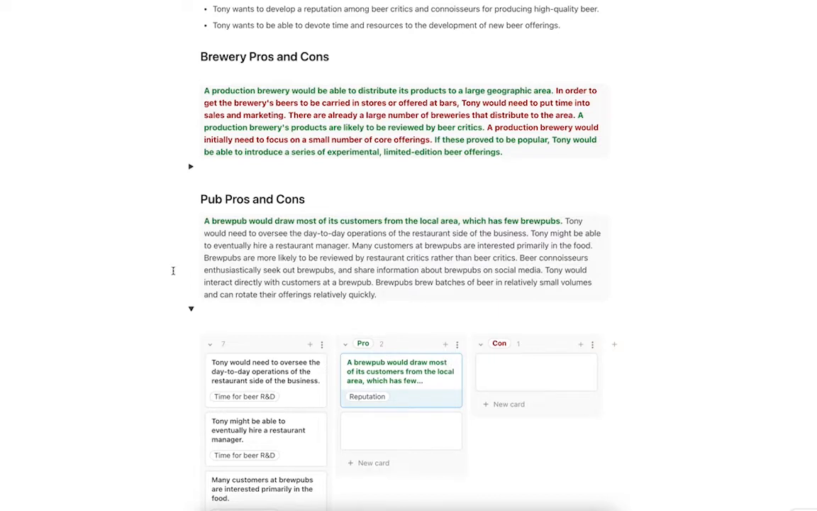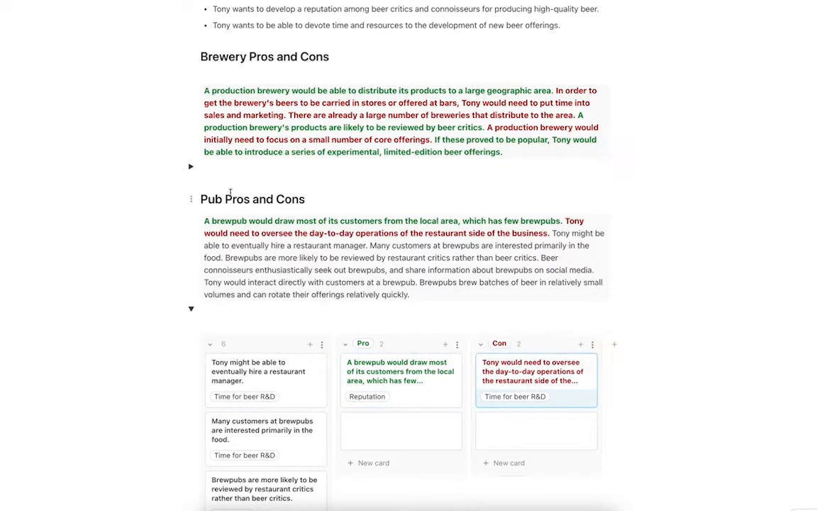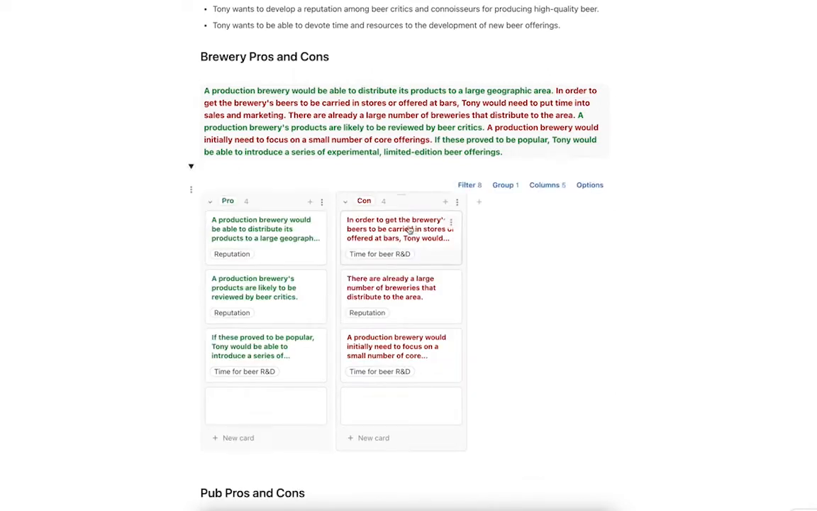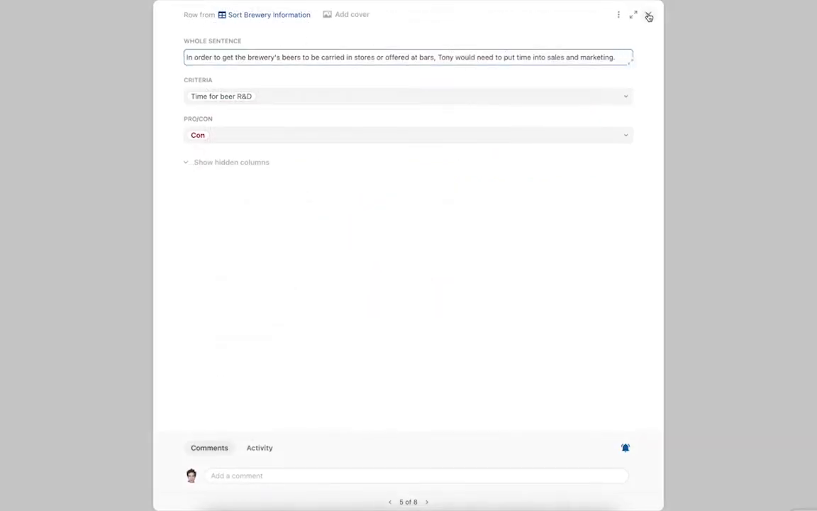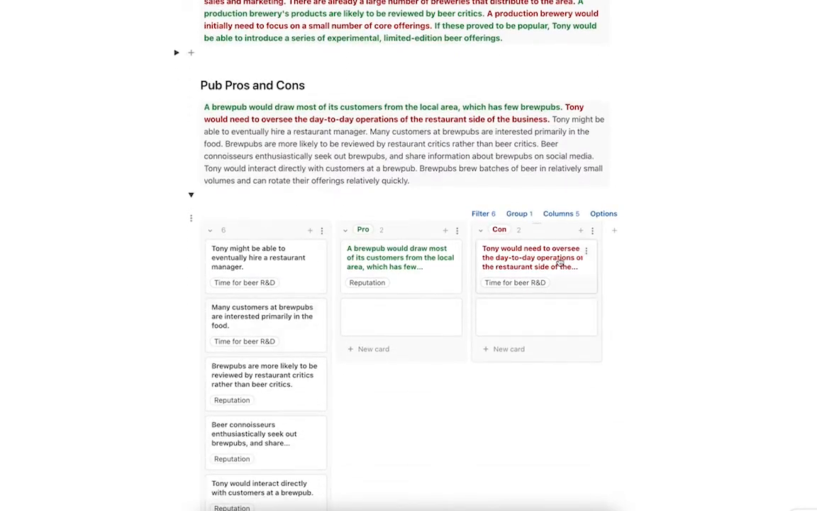Tony would need to oversee the day-to-day operations of the restaurant side of the business. That's a con, because if he is spending time on the restaurant and the operations, then he has less time for his beloved beer R&D. So I'm going to drag that over here. And this, by the way, is the counterpart of one of the cons over here. Just as with breweries, Tony would have to spend some time marketing. So with pubs, Tony would have to spend some time managing. They really sort of balance each other out. And you'll see this as you look at more prompts. It's usually just as easy to argue for one side as it is to argue for the other side.